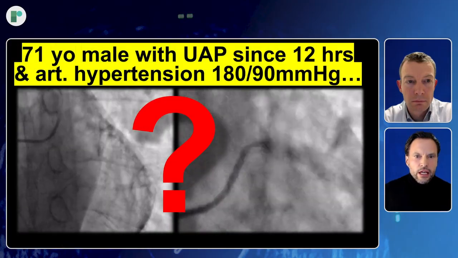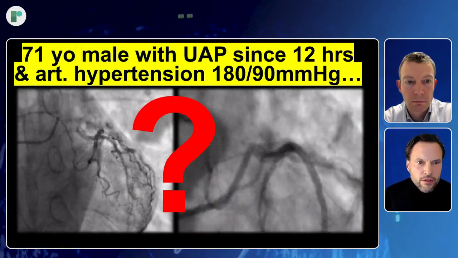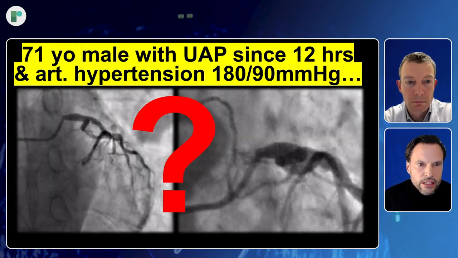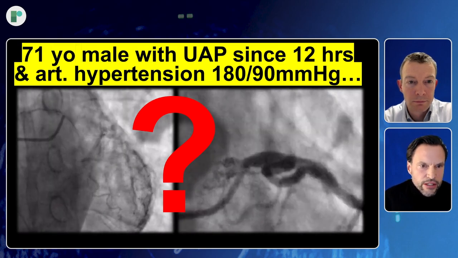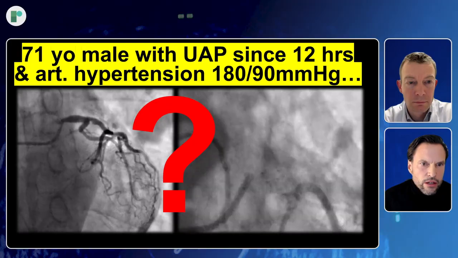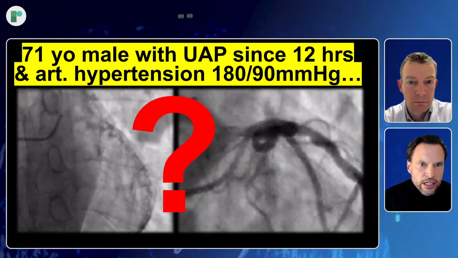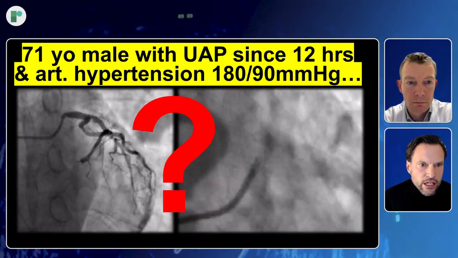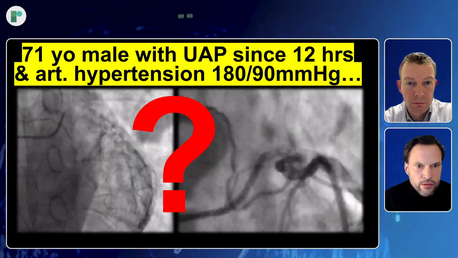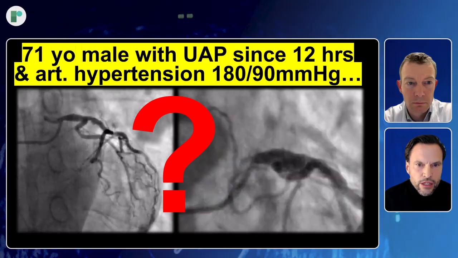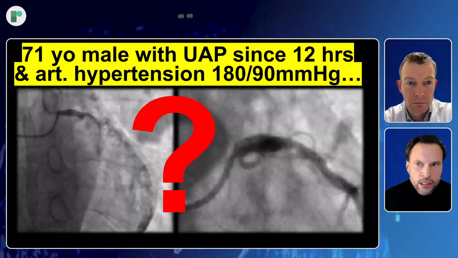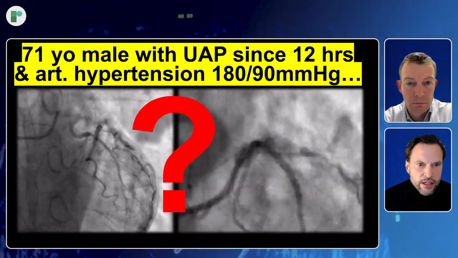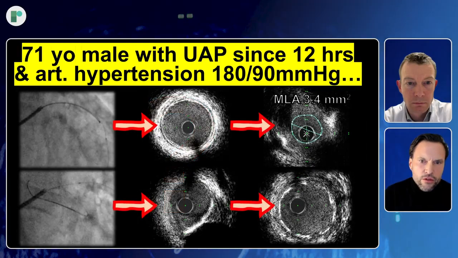And this is another example of a patient who presented at our hospital just a week ago with unstable angina. He had some elevated cardiac enzymes, and we did an angiography, and you see this ostial left main disease. And then it's always a question, of course, should we use IVUS in this case?